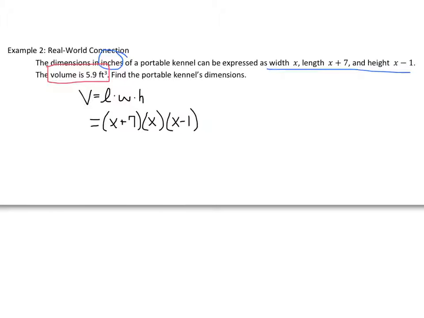What were the dimensions for all those three out of the first sentence? Inches. Okay. What can we replace the volume with? 5.9 feet cubed. What is our problem? One's in inches and one is in feet. So we have to convert.